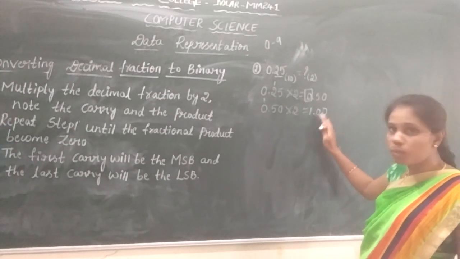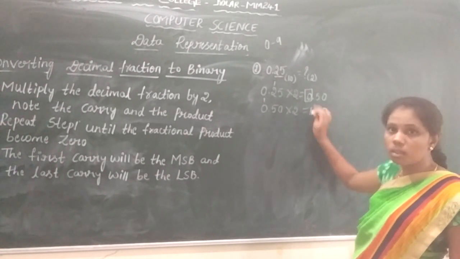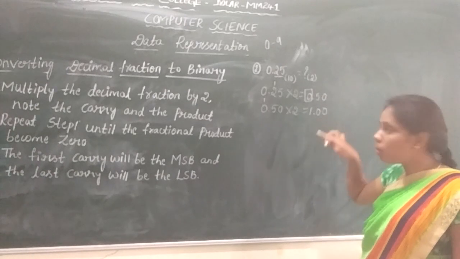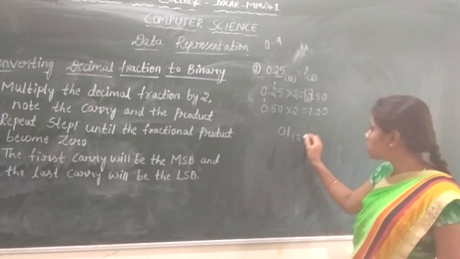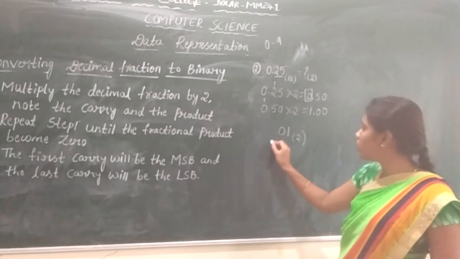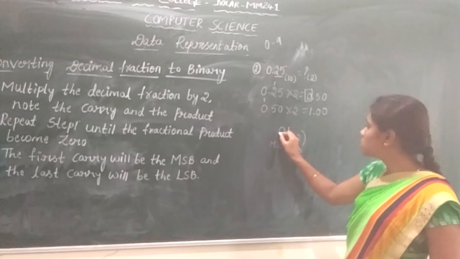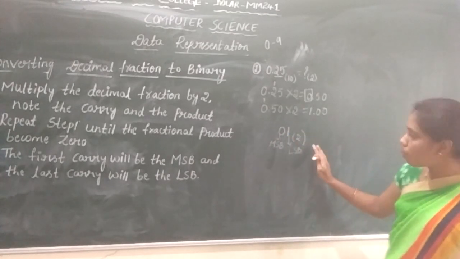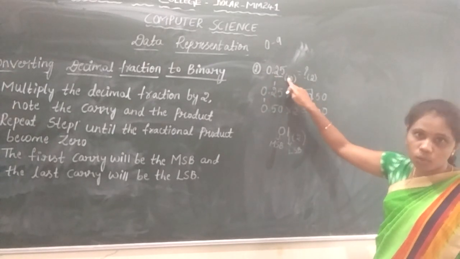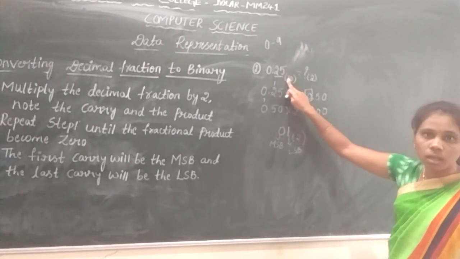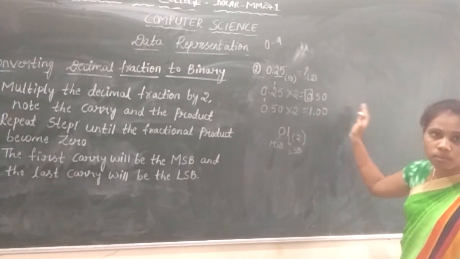Now we should stop this process and mention the digits from top to bottom, that is 0, 1, and mention the base as 2. So this will be your MSB and this will be your LSB. So 0, 1 is the binary equivalent value for the given decimal fraction 0.25. Next we will see another example for the same conversion.